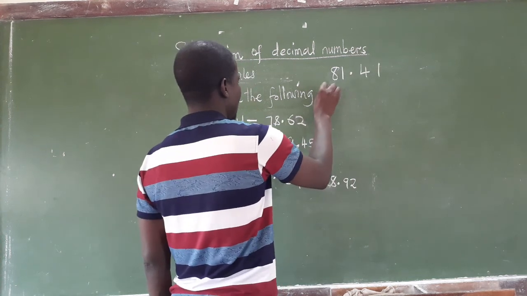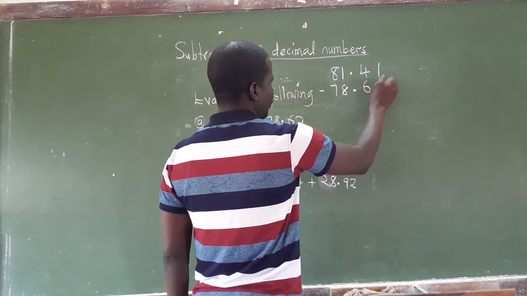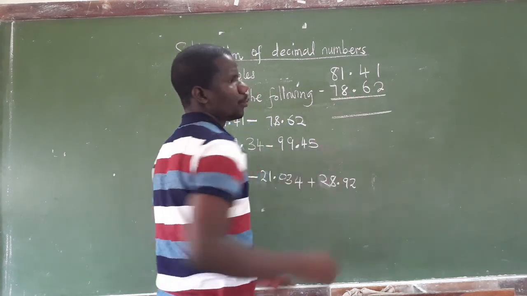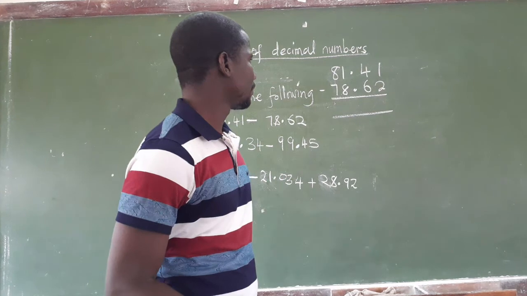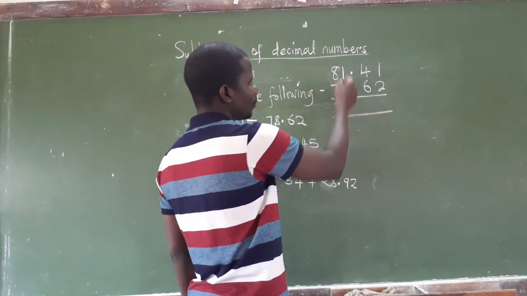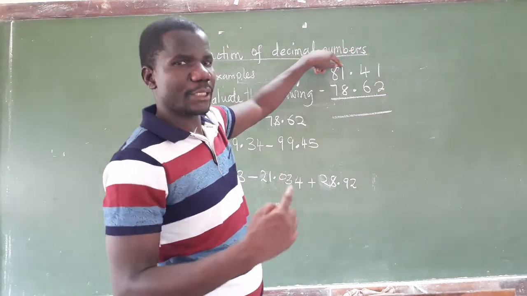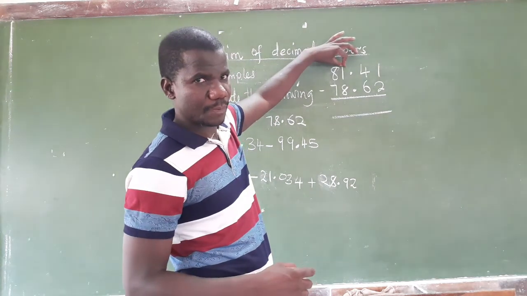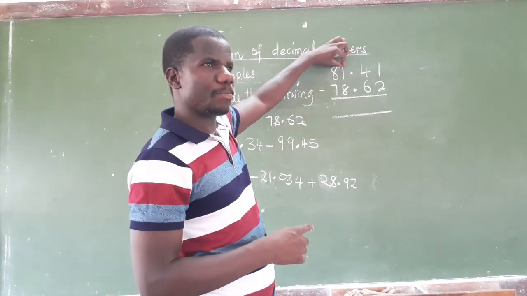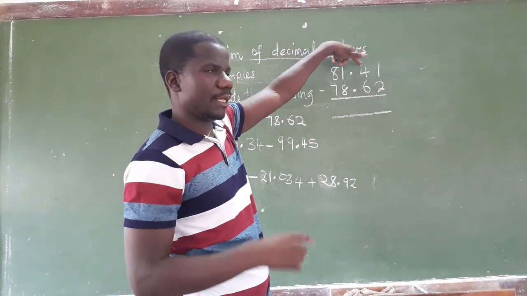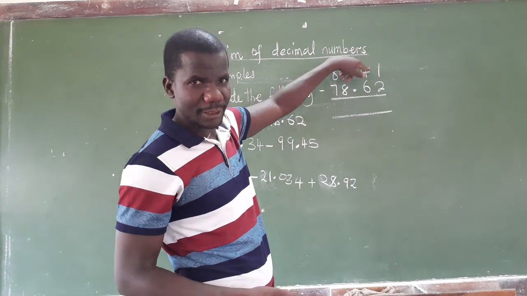81.41 minus 78.62. How do we subtract without the use of a calculator? That's very important for us to know. Okay? So now, you see here we cannot. So we get 1 from 8 and bring it here, and you know that it's going to become 11 at this point. Again, from this 11, we are supposed to get 1 and bring it here. Now, the one that we are getting is a 10. So this one becomes 14.